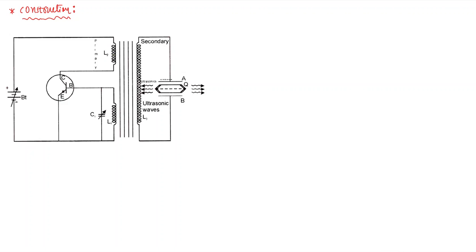So let us draw that thing first. So here is the crystal. These are two metal plates. One plate is here, another plate is here, and it is connected with the secondary coil of the transformer. So this is the secondary coil of the transformer, and we put a quartz crystal. This is the quartz crystal Q, which is placed between the two plates A and B of metal.